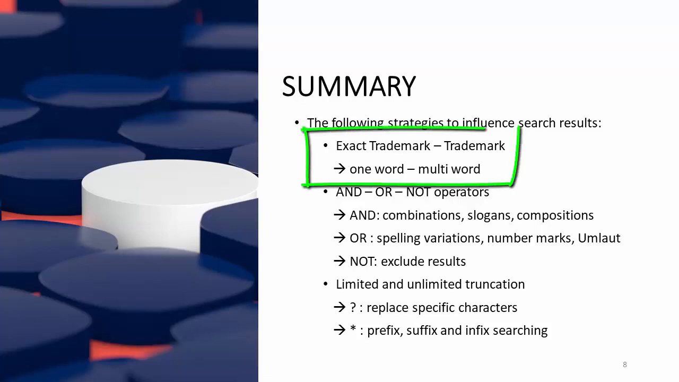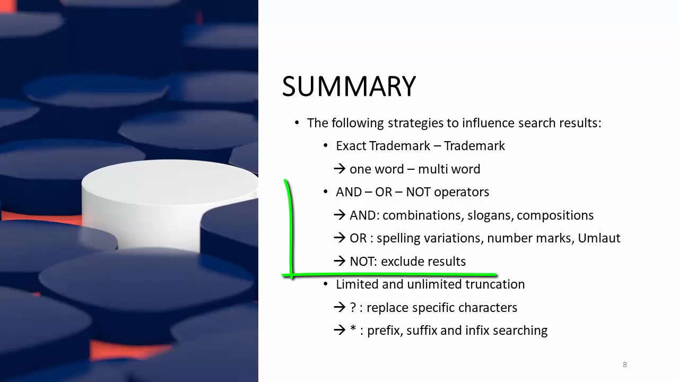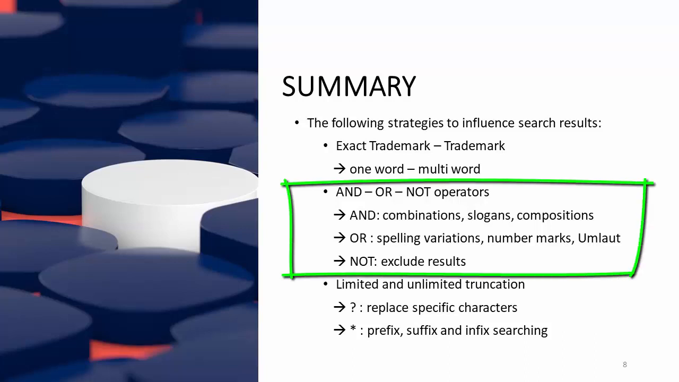Exact trademark and trademark allow you to set the general limits of your search to either one-word marks or multi-word marks and slogans. The AND operator allows you to search for word combinations, slogans, and compositions. OR lets you search several terms at the same time, for example for number marks or spelling variations. NOT is used to exclude results from your search.